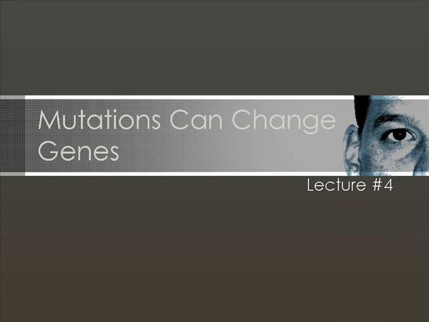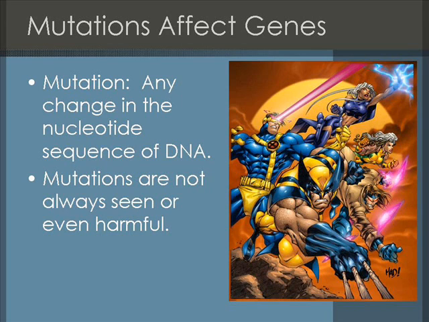In this lecture, we're going to look at errors in processing from DNA to protein. These errors are called mutations. Mutations can be harmful, but they are also the driving force behind evolution, which we'll talk about later in the year. A mutation is any change in the nucleotide sequence of DNA. Sometimes mutations can be harmful or detrimental to an organism, but often they're not even seen at all, and sometimes they even can be helpful. Again, we'll talk about this later with evolution.